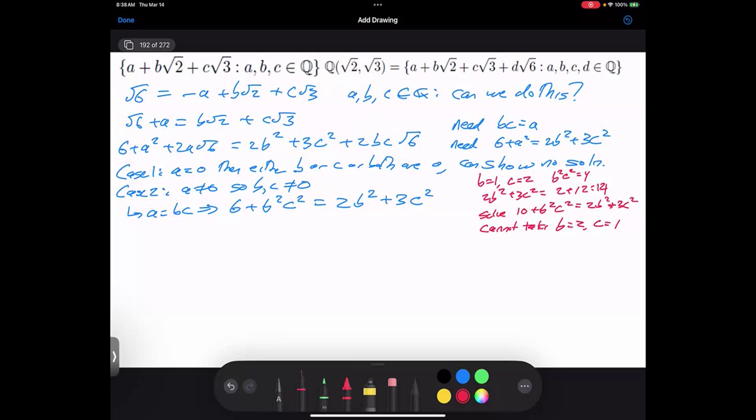Can we assume that A, B, and C are integers? Why not? So they're in Q, right? So unfortunately, we can't even assume that they're integers.